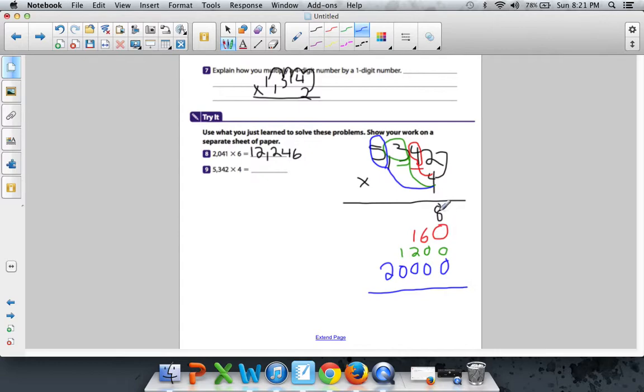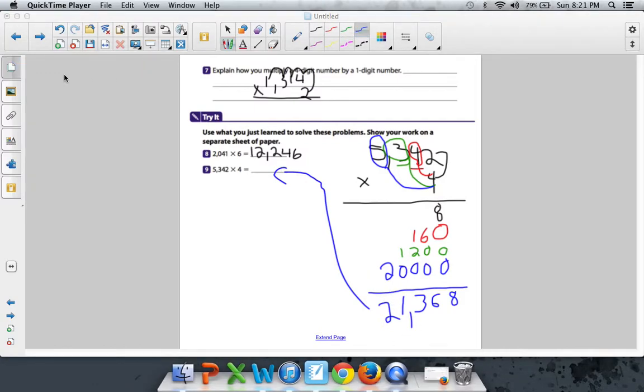Then you add it all up. 8 plus all those zeros, 8. 6 plus all those zeros, 6. 1 plus 2 and a 0, 3. 1 plus 0, 1. 2 plus nothing, 2. Final answer, you can put it up there if you want to, 21,368. It's not so bad, is it?